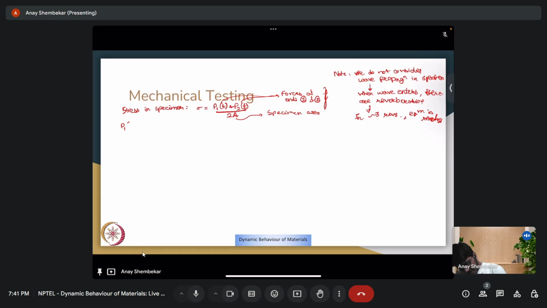We can write stress as a function of strain and area: P1 of t is A naught E naught times epsilon I plus epsilon R, and P2 of t is A naught E naught times epsilon T. Again, A naught and E naught refer to the incident and transmitted bars. We are simply multiplying their strain values with their area and modulus to obtain the forces on the two ends of the specimen. So these are the forces measured in the incident and transmitted bar.